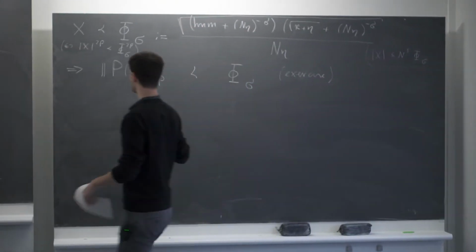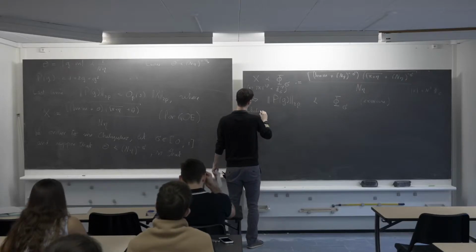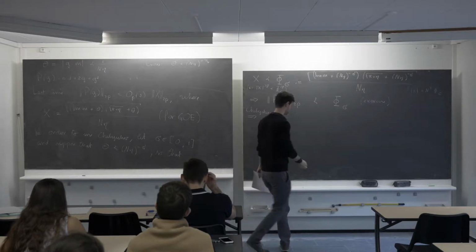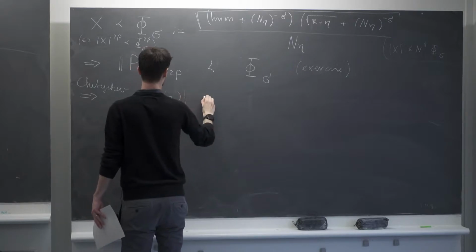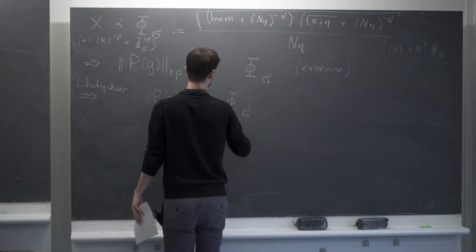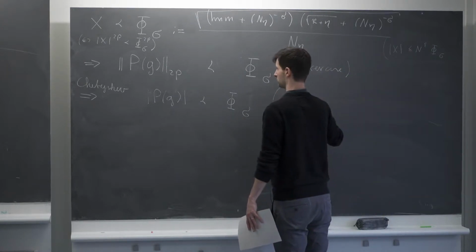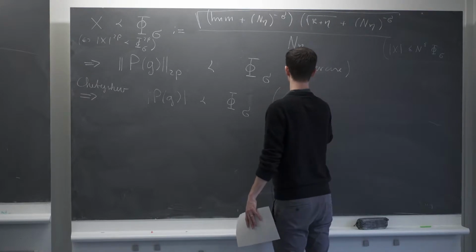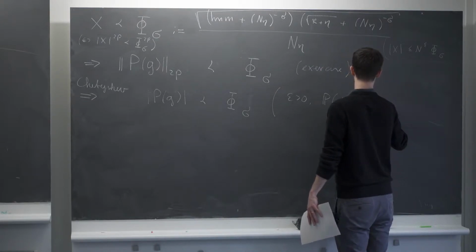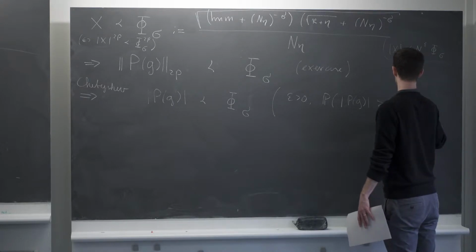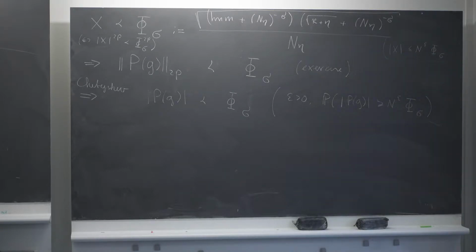Okay, and now we can apply Chebyshev. We can use Chebyshev's inequality to deduce that P of G. So get rid of the expectations. Okay, I hope this is clear. So how do you do that? You pick an epsilon, and then the probability that P of G is greater than or equal to n to the epsilon times theta phi.